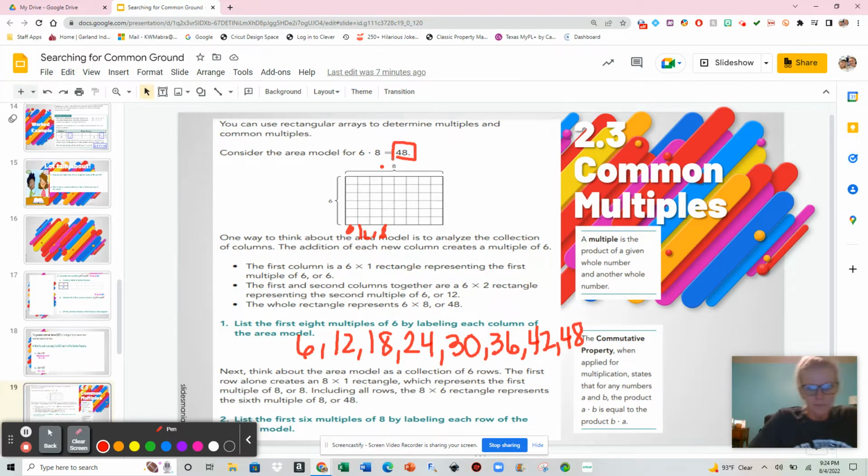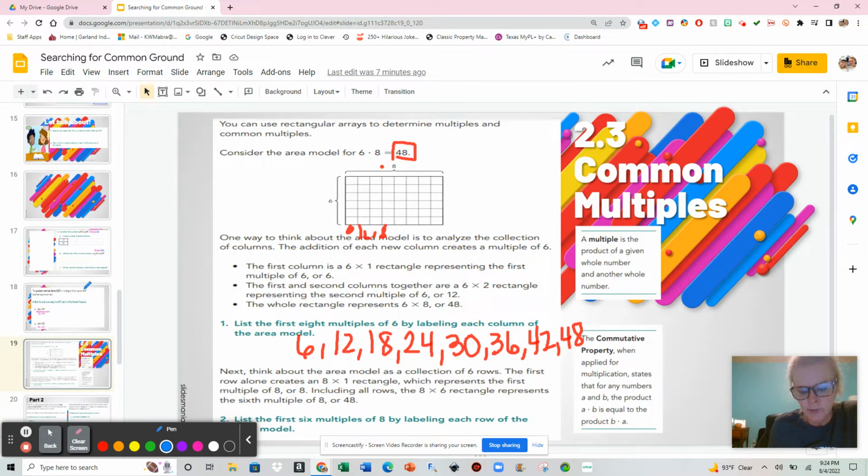Now, where do you see multiples? You see them on a multiplication chart, okay? So multiplication charts can be very, very handy in helping you guys find out what the multiples are.